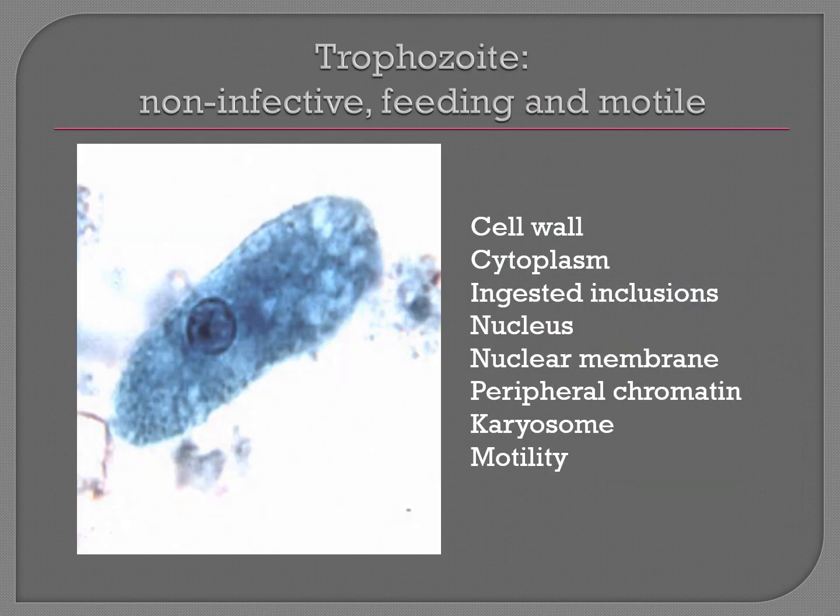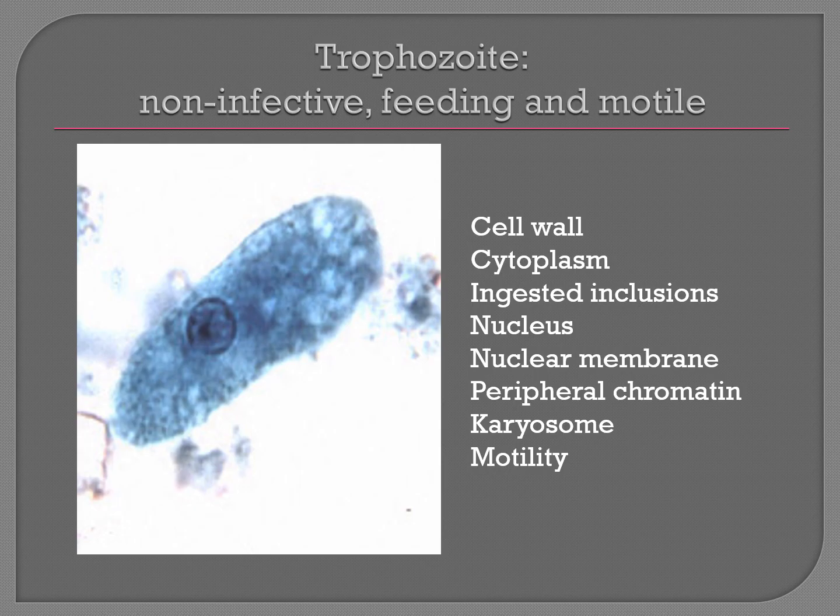So the previous 2 slides talked about protozoan cysts. Now I want to talk about protozoan trophozoites. The trophozoites are the non-infective feeding and motile stage of the protozoan. Here, if you take a look at the anatomy, we have a cell wall and cytoplasm. We have ingested inclusions. Ingested inclusions could include such things as bacteria or red cells, depending on the species. We have a nucleus, and usually with the trophs we have 1 nucleus. And then inside of the nucleus or surrounding the nucleus we have a nuclear membrane.